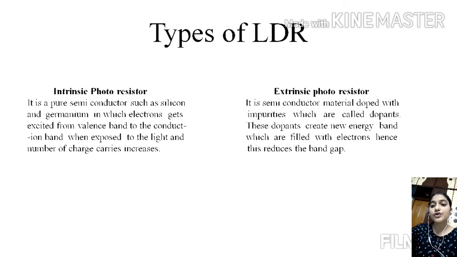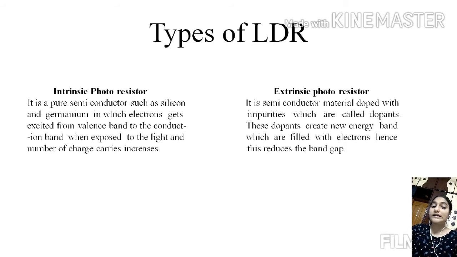In which the electron gets excited from valence band to conduction band. As I told you earlier in the working principle, photoconductivity, the excitation. So here the electron gets excited from valence band to conduction band when exposed to light, and the number of charge carriers increases.